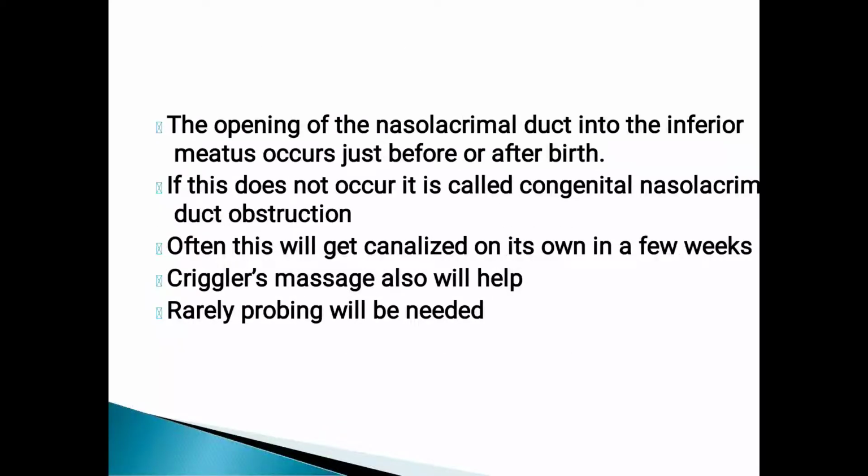The nasolacrimal duct opens into the inferior meatus, and this opening usually is patent at birth, but sometimes it doesn't open at birth. It doesn't canalize, and it will lead to congenital lacrimal duct obstruction or congenital dacryocystitis, and often this gets canalized on its own in a few weeks. Okay, let us discuss congenital dacryocystitis later.